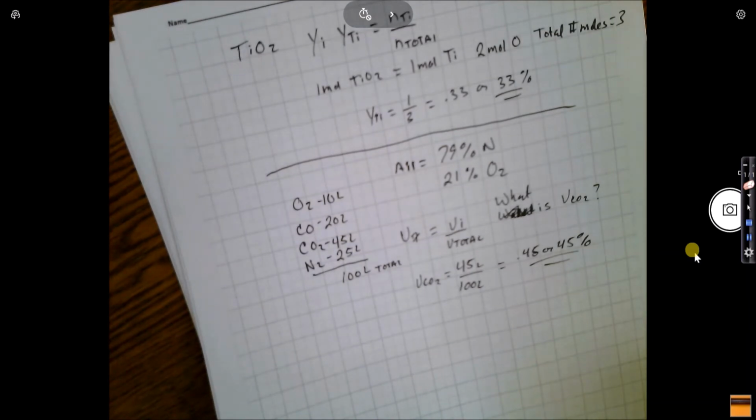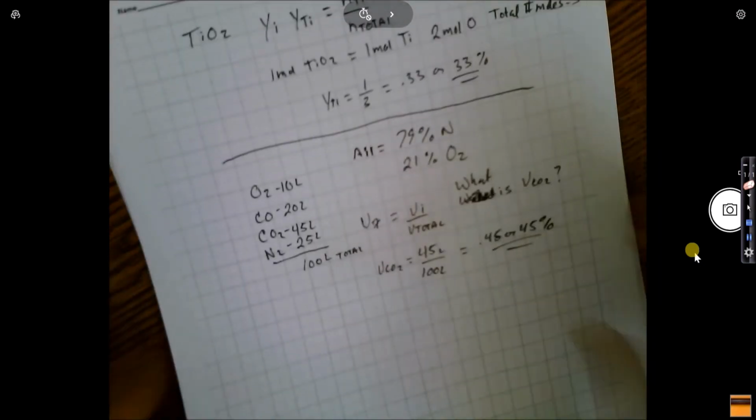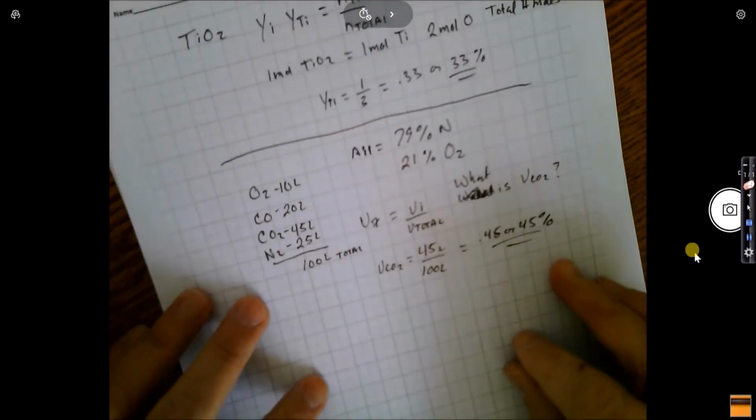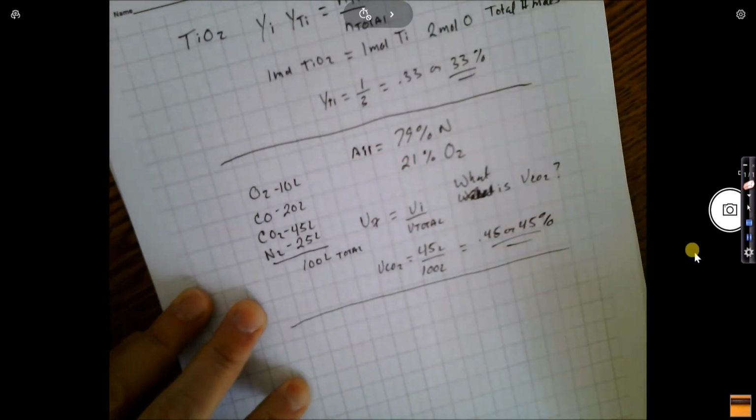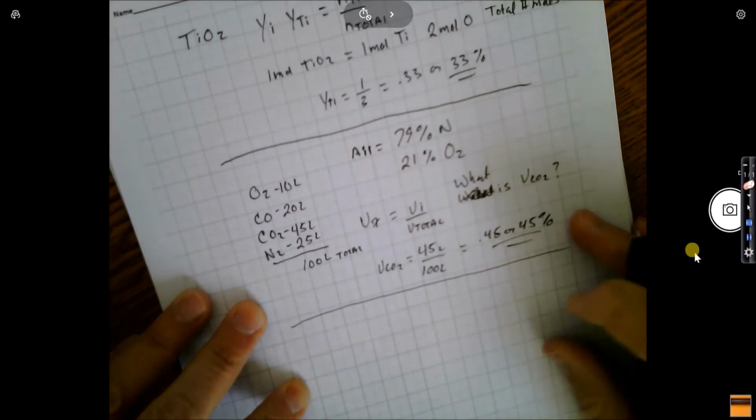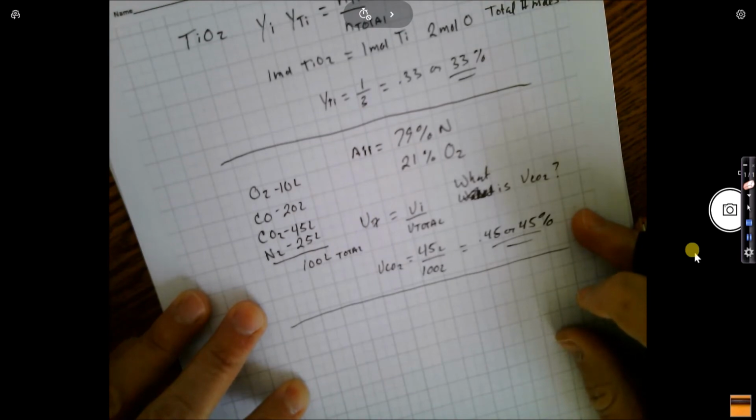Another way that we are given problems in terms of fraction is kind of doing these problems backwards, and I'll do one just for volume fraction, and the same thing applies to mole fraction and mass fraction if you're given a similar problem, so be aware of that.